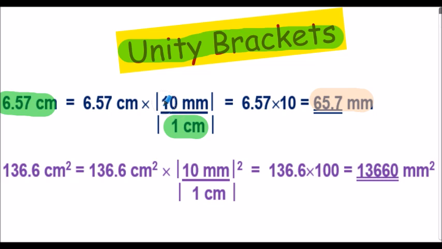We've reviewed unity brackets in a separate presentation. Always remember that they are cancelling unity brackets, so the centimetres have cancelled to leave the millimetres in this first calculation. That was converting a linear dimension from centimetres to millimetres. We will also need to convert an area in centimetres squared to an area in millimetres squared for our calculations. And again, I've used the appropriate unity bracket. Notice it's squared here because we're considering a squared unit.